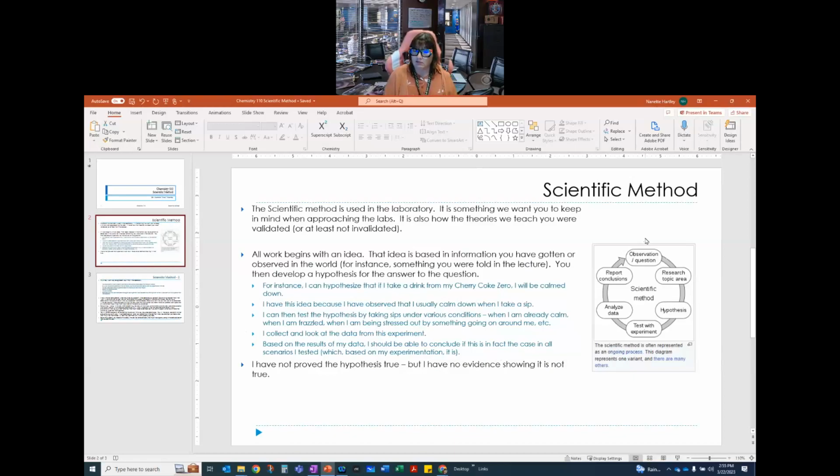So I can try it when I'm already calm. I can try it when I'm frazzled. I can try it when I'm being stressed out by something going on around me. And of course, I can note my observations when those happen.